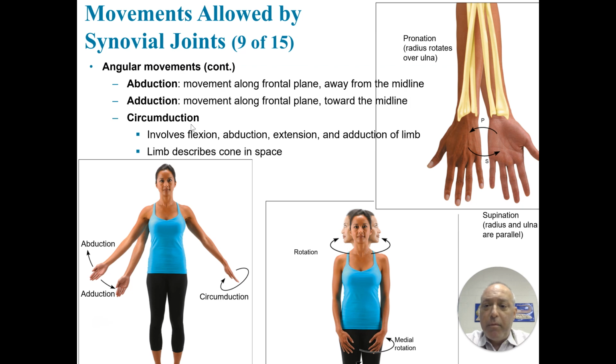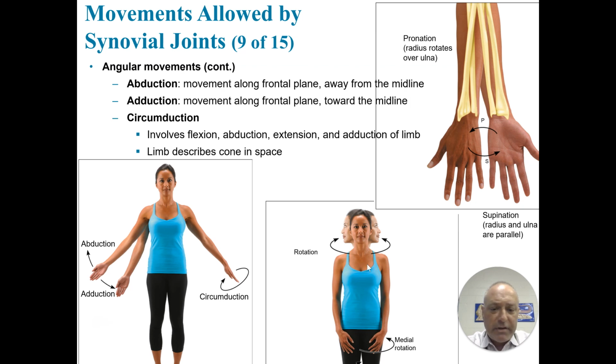Okay, a few more movements. Abduction is away from the midline. Okay, so abduct is when you move something away from the midline. Adduction is when you move it towards the midline. Circumduction is a circular movement. It involves flexion, abduction, extension, adduction, kind of all of them in one motion. So circumduction is when you kind of circle that joint.